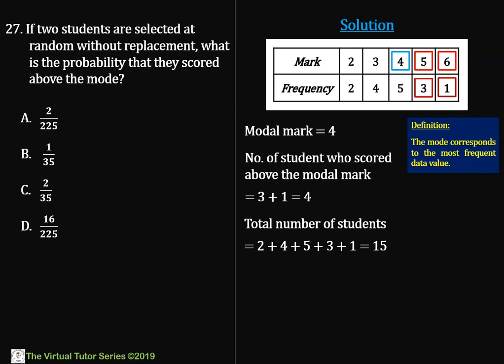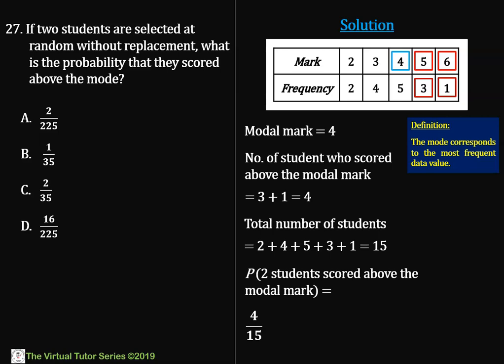To calculate the probability of selecting two students at random without replacement who scored above the mode, we need to compute the probability of the first selection and the probability of the second selection and multiply the results together. The probability of selecting the first student is 4 over 15.